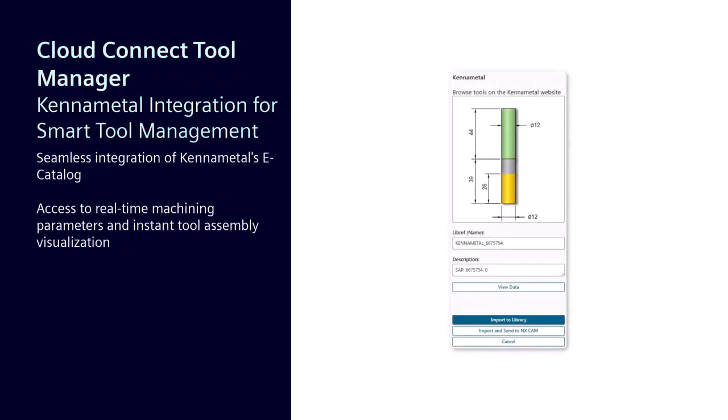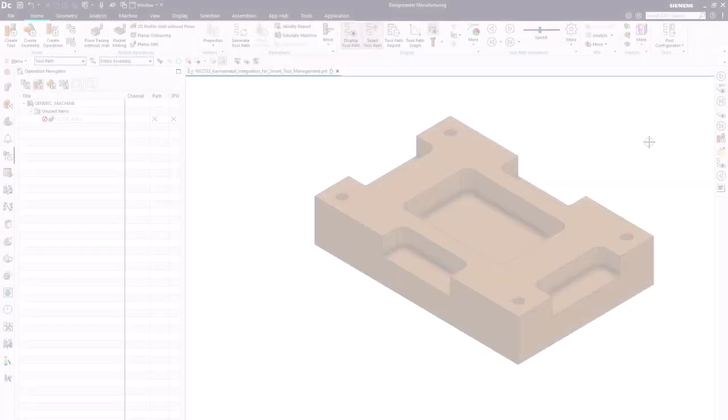The enhanced Cloud Connect Tool Manager system seamlessly integrates Kennametal's E-Catalog. Users can get real-time machining parameters and instant tool assembly visualization directly in NXCAM to streamline setups with optimal cutting data and ensure precision to manufacturer specifications.